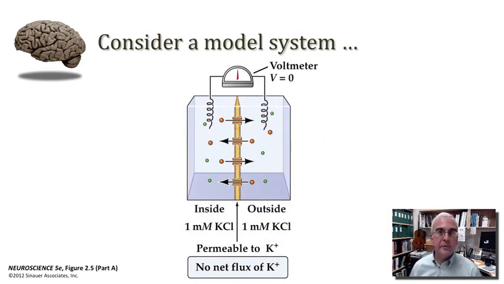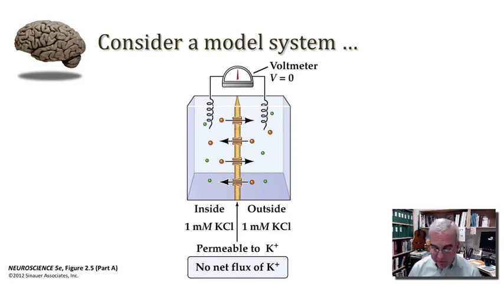Now, in order to understand how all this works and the significance of ions passing across a permeable membrane, let's begin by considering a simple model system. In this case, what we have is a semi-permeable membrane that divides some kind of container into two compartments. And that membrane has ion channels in it that allow for the passage of potassium ions. So what we've done here is we've simply filled a container with a 1 millimolar potassium chloride solution with this membrane running right down the middle.